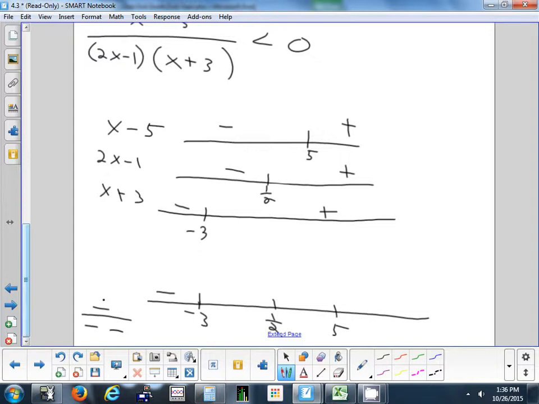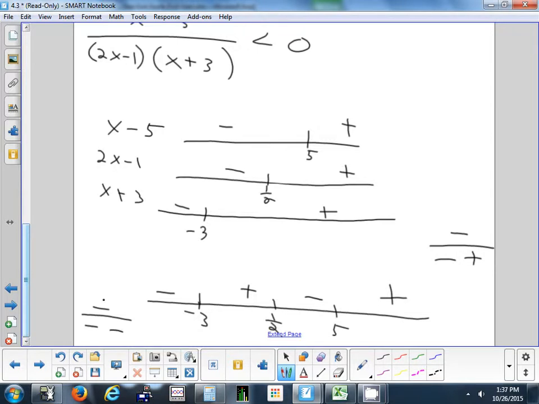We'll check it. Okay, between -3 and 1/2, top one, negative. Between -3 and 1/2, on the positive section, negative times positive is negative. Negative divided by negative, positive.